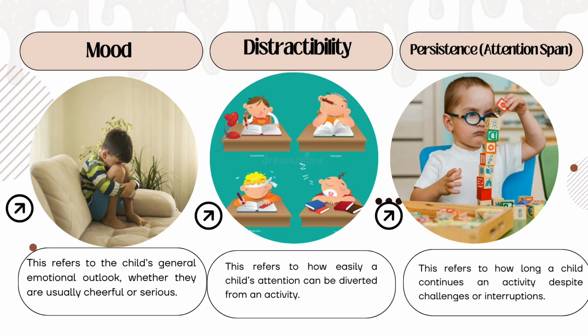The seventh category is mood. Some children smile frequently, like a cheerful one, while others appear more serious or quiet. The next one is distractibility. A toddler who stops crying when shown a toy is easily distracted. The last category is persistence or attention span. A toddler who keeps trying to stack blocks even when they fall shows persistence.